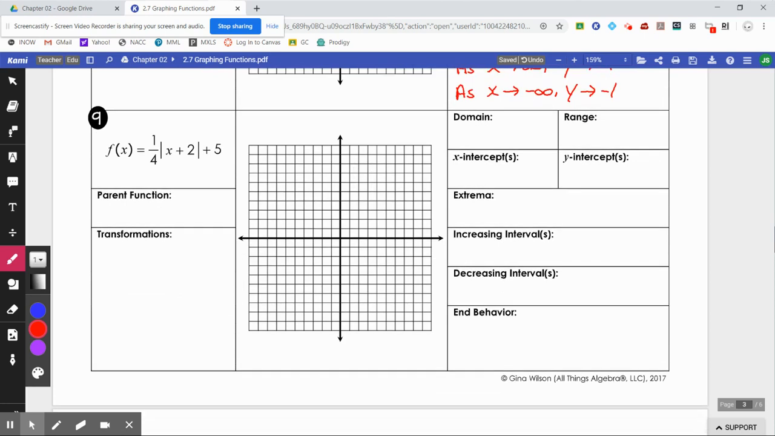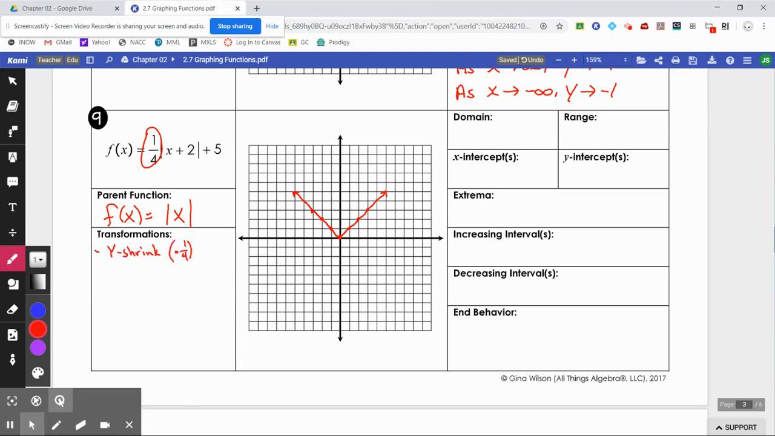Number 9, my parent function is the absolute value function, so absolute value of x. Let's take a look at the original parent function. Okay, now let's talk about the transformations. We do have some multiplication happening here on the outside. So that's going to be a vertical compression because you're multiplying by a 1/4. So a y shrink times 1/4.